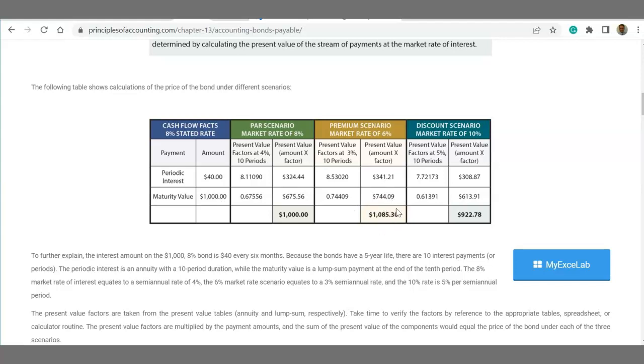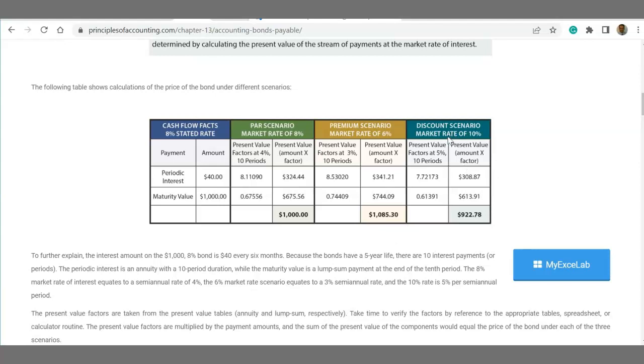So the bond will be issued at a premium. And why is it going to be issued at a premium? Because they tell investors, listen, the market interest rate for this type of bond is 6%. However, the bond is paying 8%. So you need to pay today $85 more, $1,085.30 to invest in this bond, but you will get your $1,000 back at the end of maturity date.